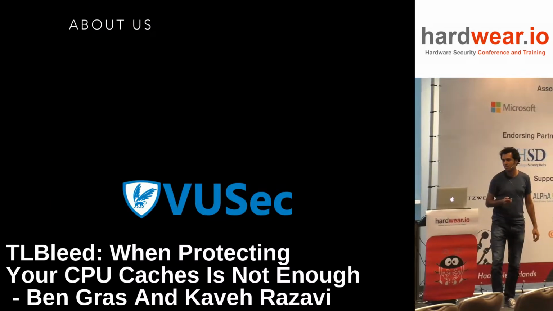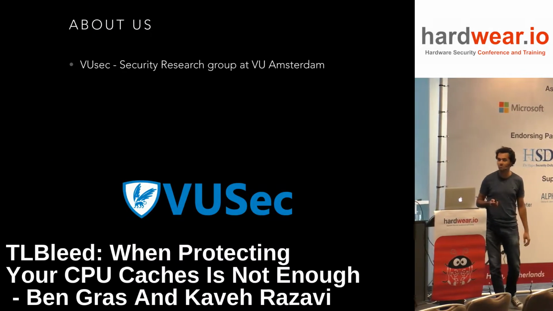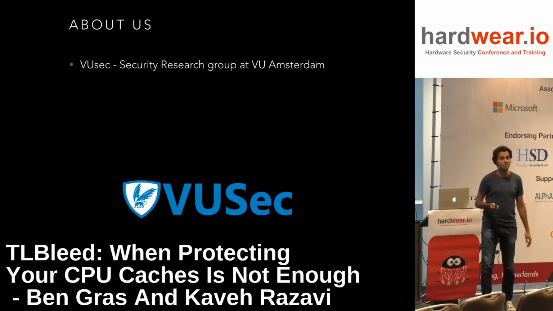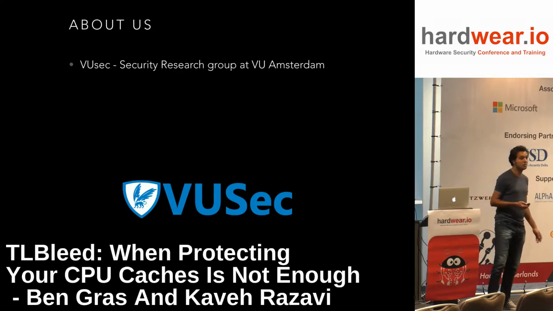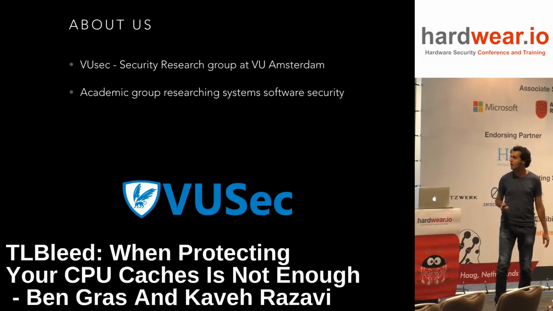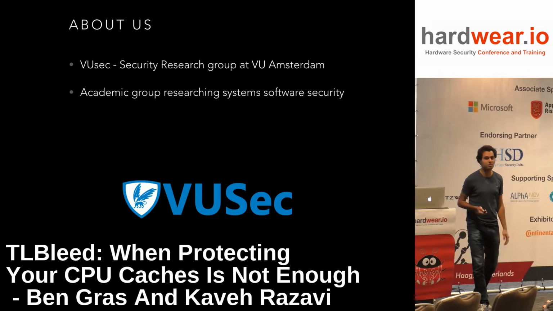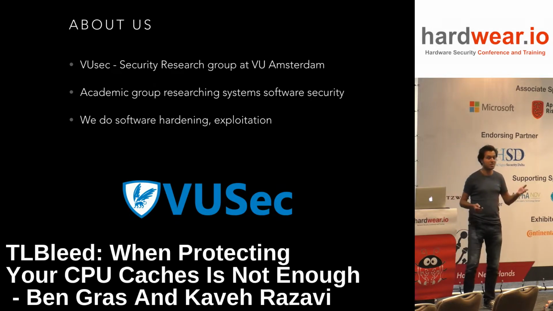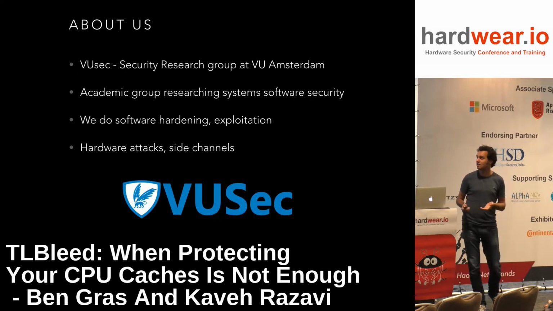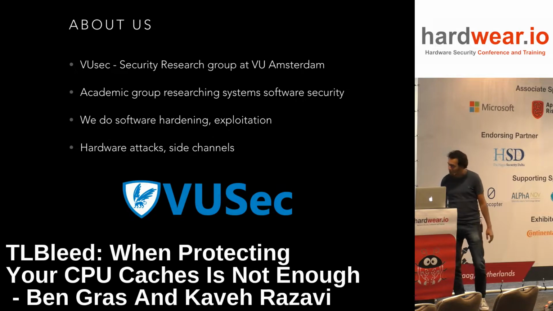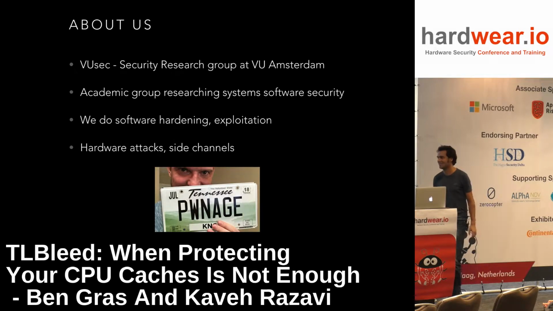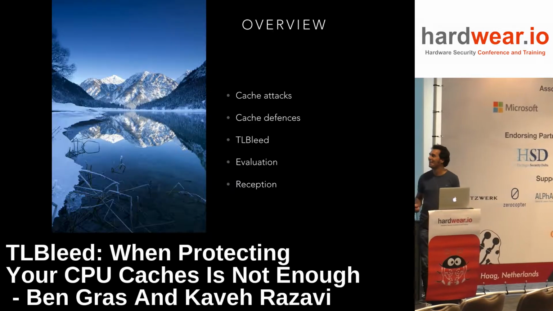Thanks, Ben. So who are we? We are part of VUSec, so you might have heard of us. We are the security research group at the VU University in Amsterdam. So we do research on software security, software hardening and exploitation, but we also do hardware attacks and side channels, and this is what we're going to talk about today. And here you can see Ben holding his Ponech plug, and you will soon see why.